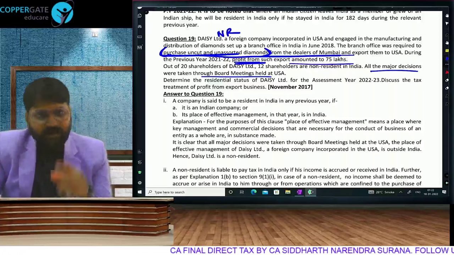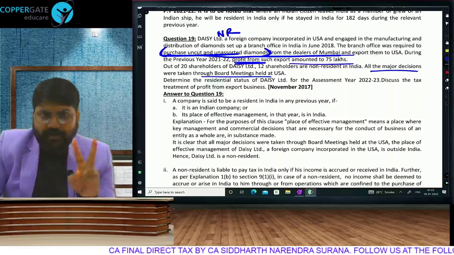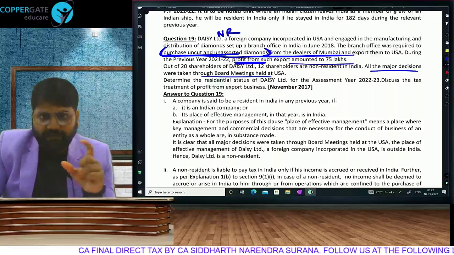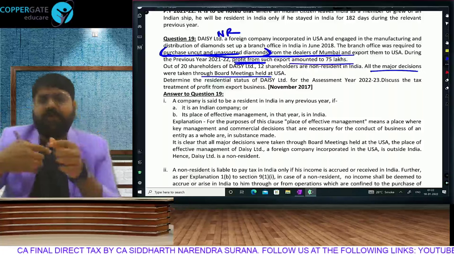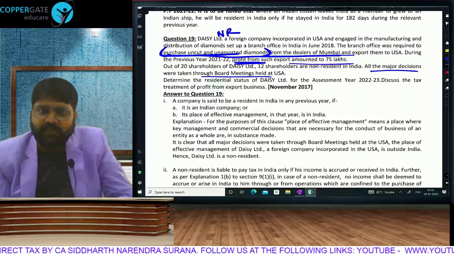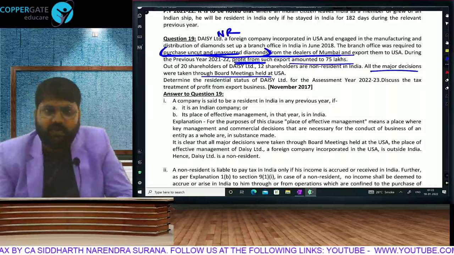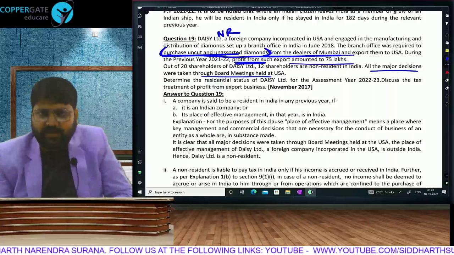So effectively, there is one question which is based on salary, house property that we have not done. And there are two questions that I have given you as homework. One full question on scope of total income, similar to question 9. And one question number 14, only the computation of residential status part. Everybody is clear on this? Alright. So that's the end of our second chapter, residential status and scope of income.